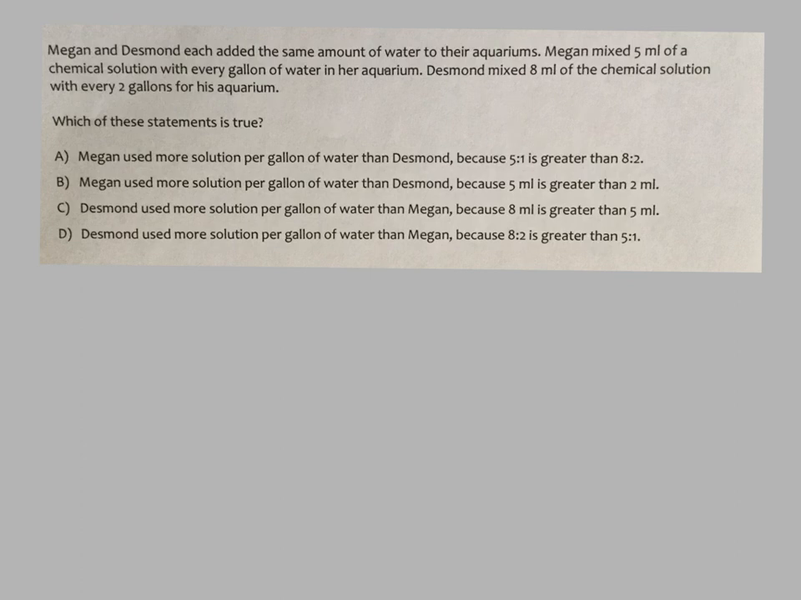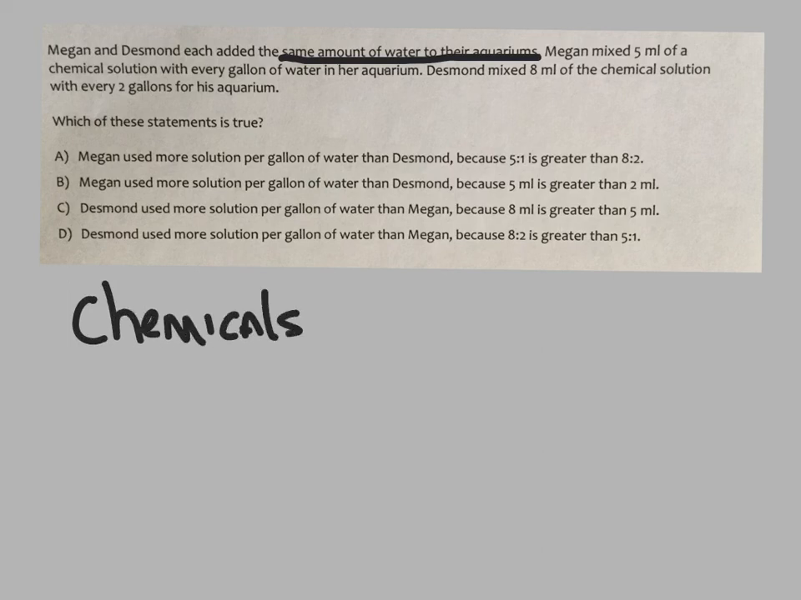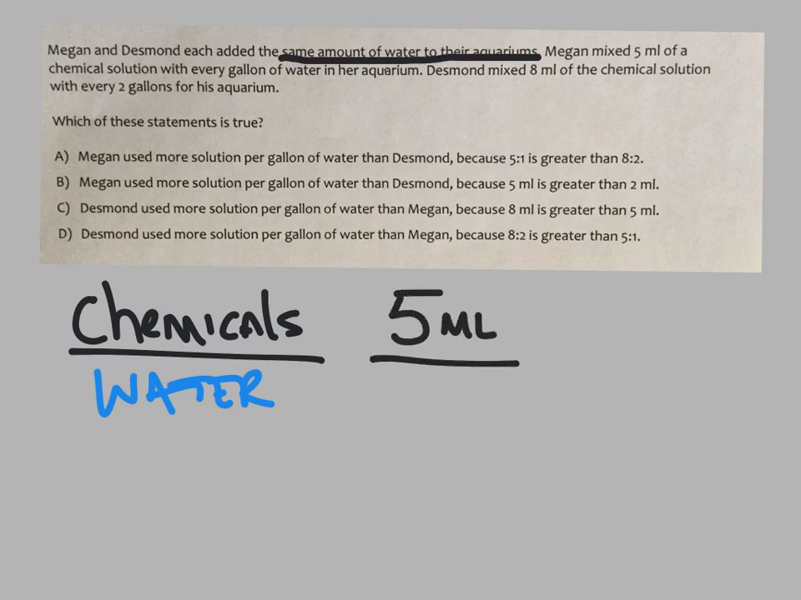Megan and Desmond each added the same amount of water to their aquariums. The same amount of water is in the aquarium. Okay. Megan mixed 5 milliliters of a chemical solution with every gallon of water in her aquarium. So Megan was mixing chemicals with her water. She put 5 milliliters in every gallon, or each gallon, every 1 gallon.